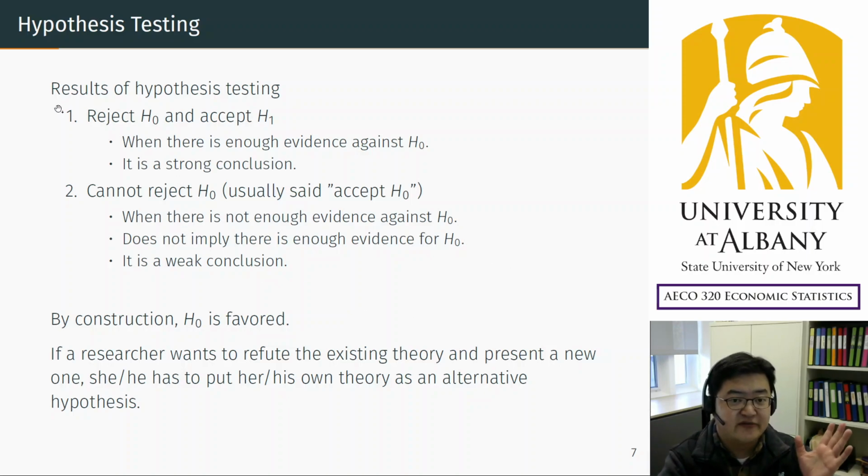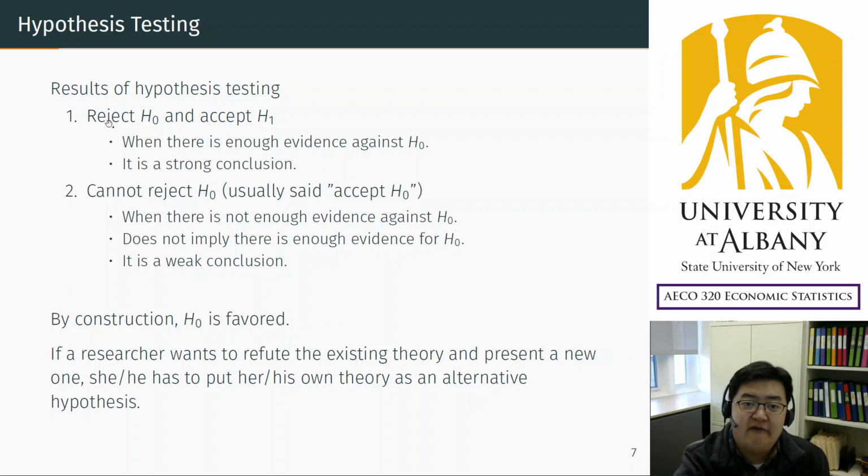So the result of the decision from a hypothesis test is either you say the null hypothesis is wrong, which is to reject the null hypothesis. You reject the null hypothesis if it is wrong, and then you are going to accept the alternative. This happens when there is enough evidence showing the null hypothesis is wrong, which is obvious.